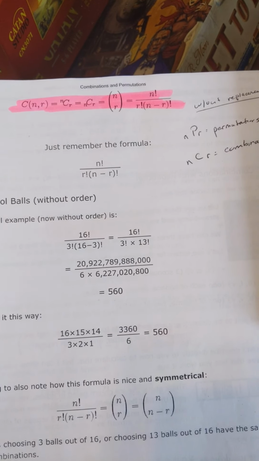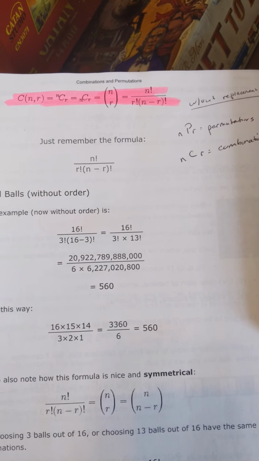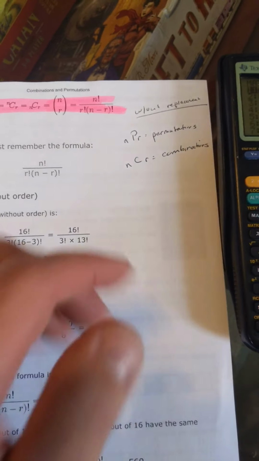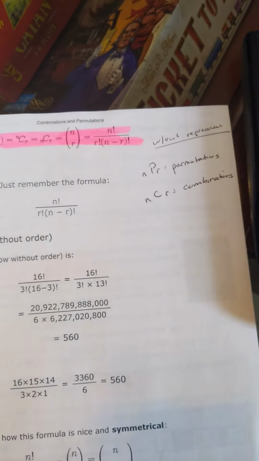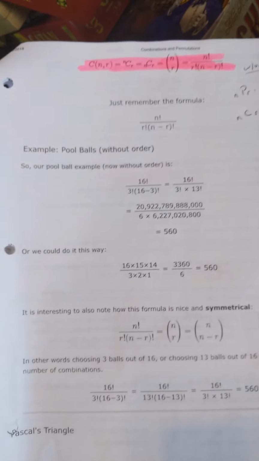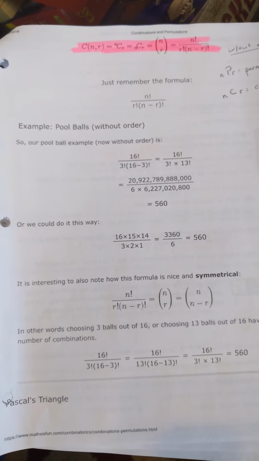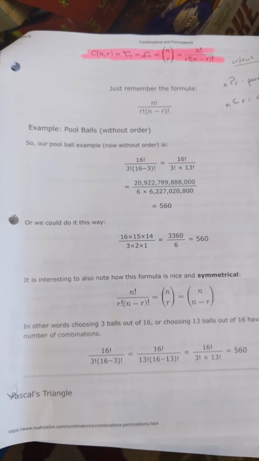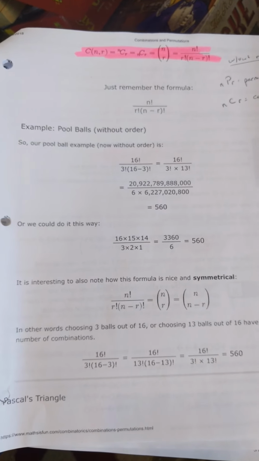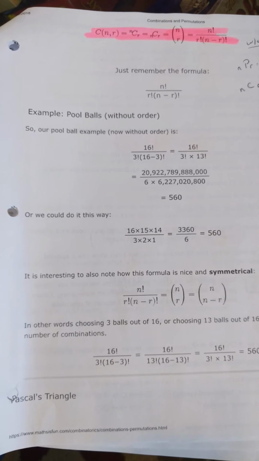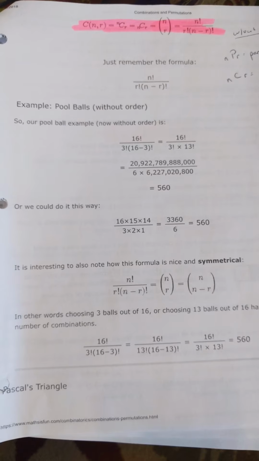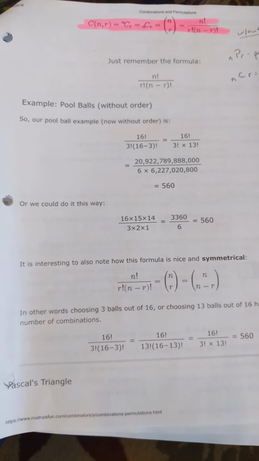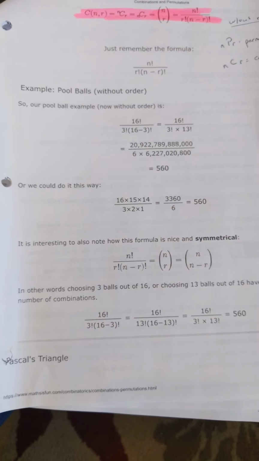On the next page, it shows that example. It gives the different formats of it: n choose r, nCr. Without repetition, nPr are permutations, nCr are combinations. So that's where both of those are coming into play. It goes through and talks about some different examples here. So now our pool balls without order, 16 choose 3, it gives you that equation there, 560 different ways. I don't need to go through the math. You guys see that math there.